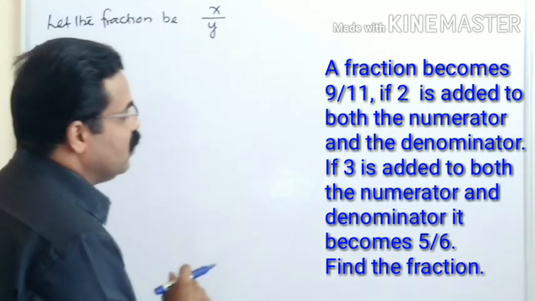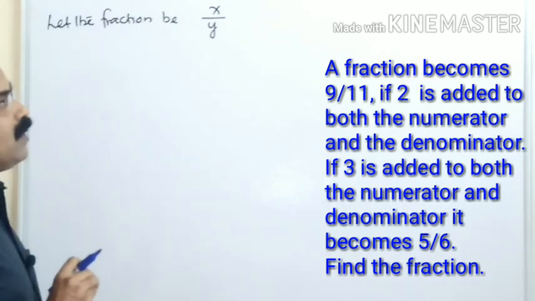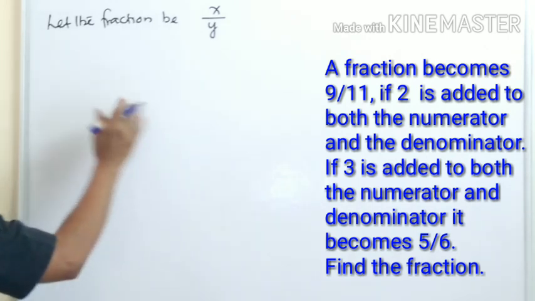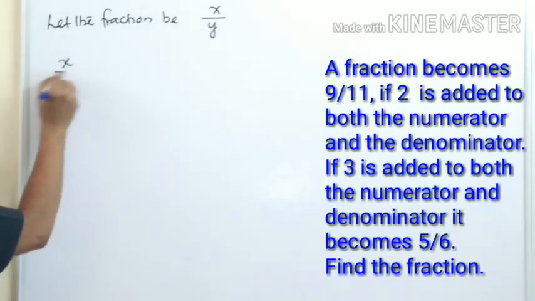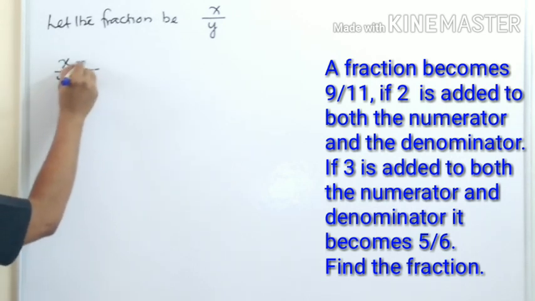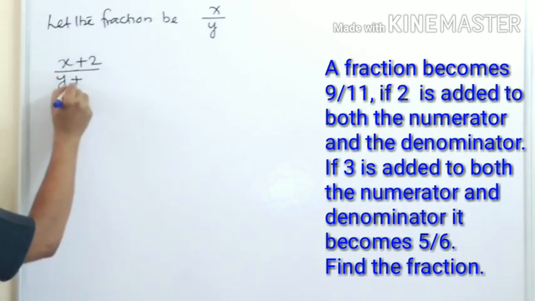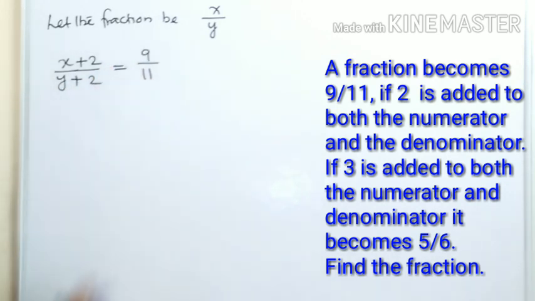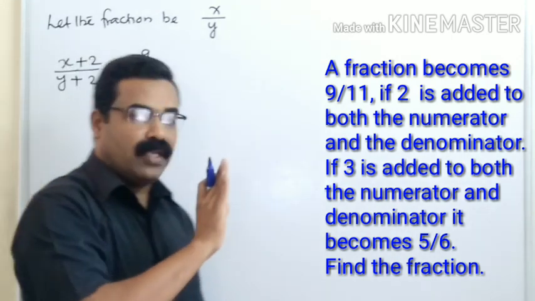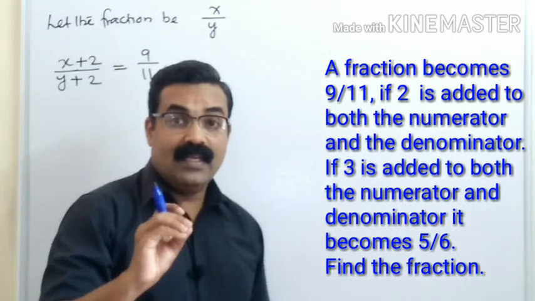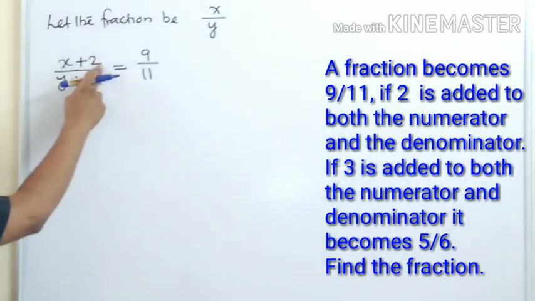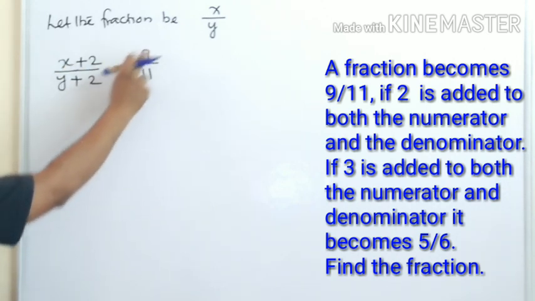Now what is the first condition given? The fraction becomes 9 by 11 when 2 is added to the numerator and 2 is added to the denominator. That means this is our general fraction. General fraction is x by y, and when you add 2 to the numerator and you add 2 to the denominator also, the fraction will become 9 by 11. This is what is given in the first condition. The fraction becomes 9 by 11 when 2 is added to both the numerator and the denominator. So we are adding 2 to numerator and 2 to denominator to get 9 by 11.